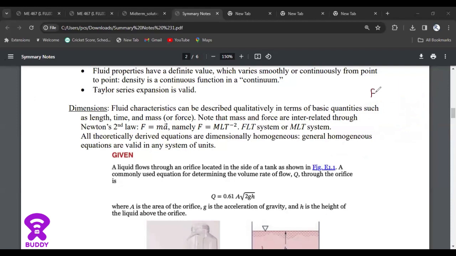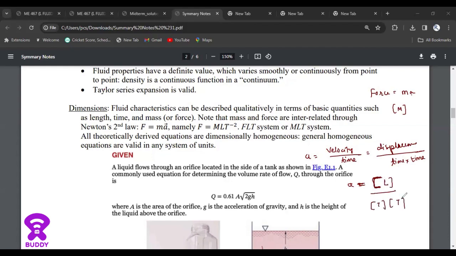Like if I talk about force, it is mass into acceleration. Mass is capital M. What are the dimensions of acceleration? Acceleration is velocity over time. Velocity is displacement over time, so time is already there. Displacement is a length, L, and time is T. So I can write this as LT to the power minus 2. Yes, LT minus 2.